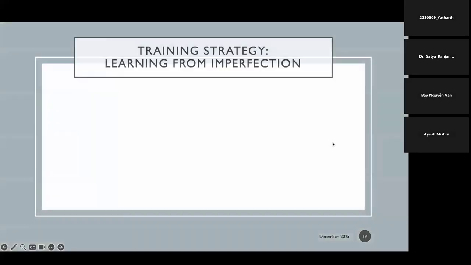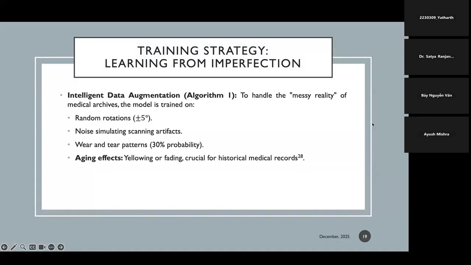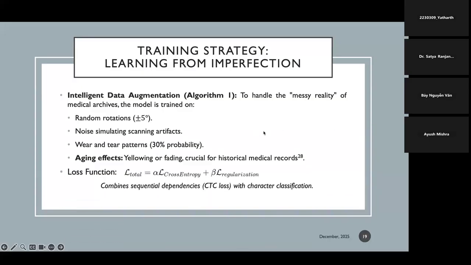Okay, so we have to build a powerful architecture, a smart brain for our system. But as any teacher knows, a smart student still needs the right education to succeed in the real world. That brings us to our training strategy, which we call learning from imperfection. If we only train the model on clean, perfect digital fonts, it will fail the moment it sees a real dirty hospital record. So instead of hiding the mess, we intentionally create it.